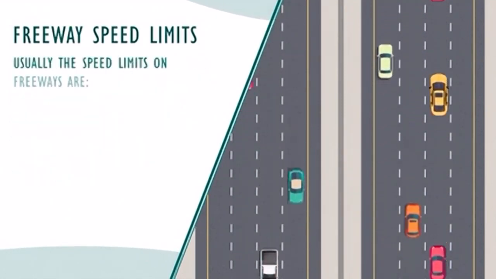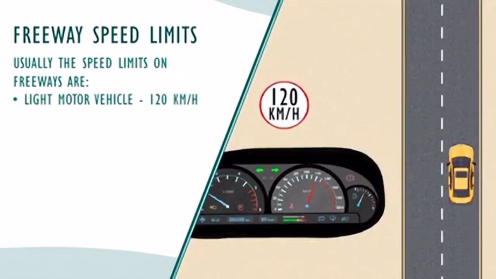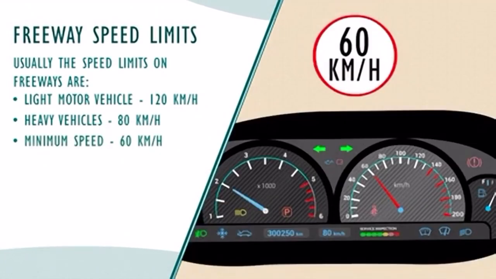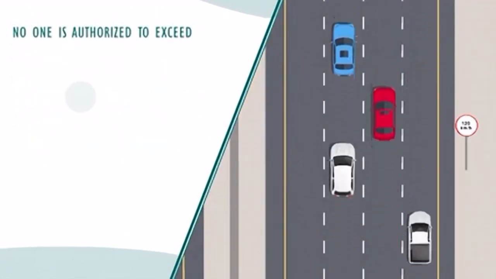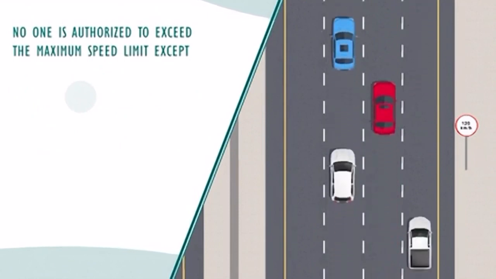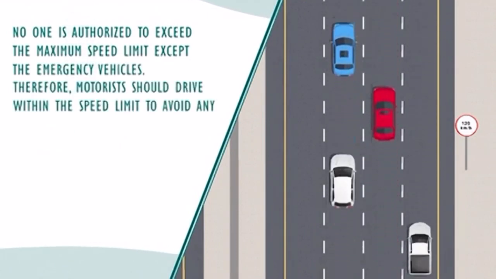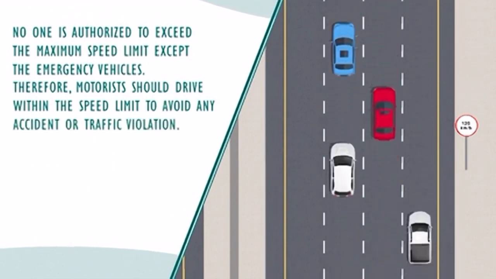Usually the speed limits on freeways are: light motor vehicles 120 km per hour, heavy vehicles 80 km per hour, minimum speed 60 km per hour. No one is authorized to exceed the maximum speed limit except the emergency vehicles. Therefore, motorists should drive within the speed limit to avoid any accident or traffic violation.